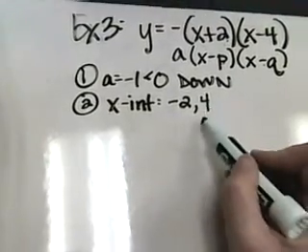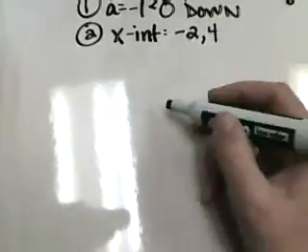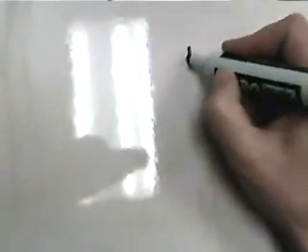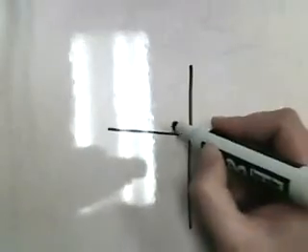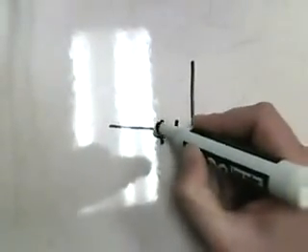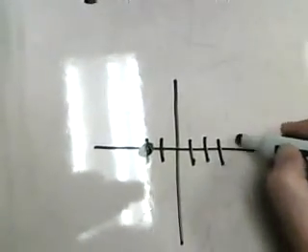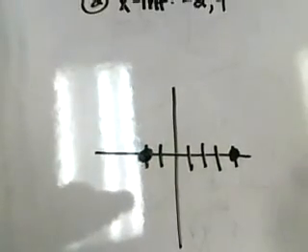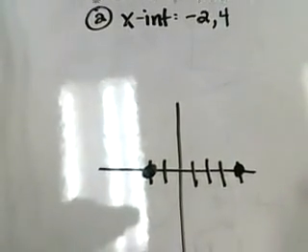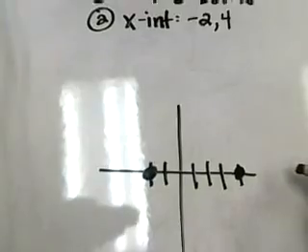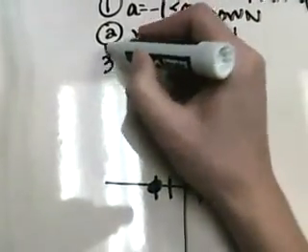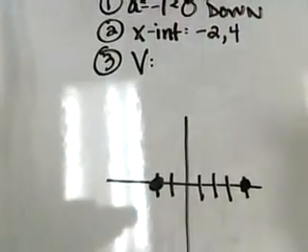Okay, now this is not an ordered pair. These are two separate x-intercepts. So we're ready to plot these, but remember x-intercepts go on the x-axis. So here's -2 and here's +4. So that's not an ordered pair. That's two separate points. Step 3, now we get to vertex.